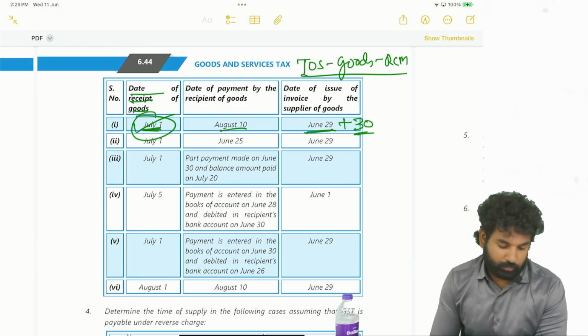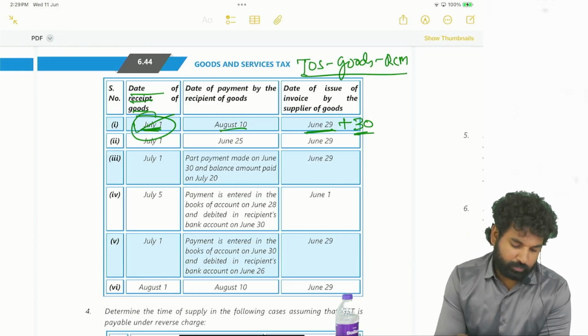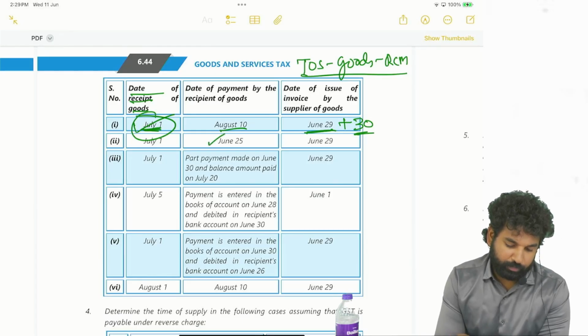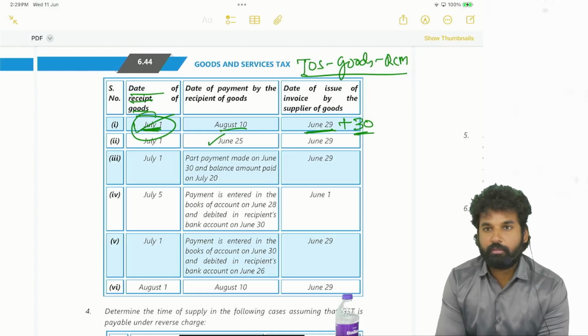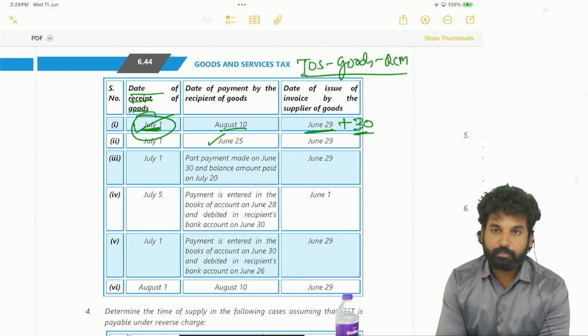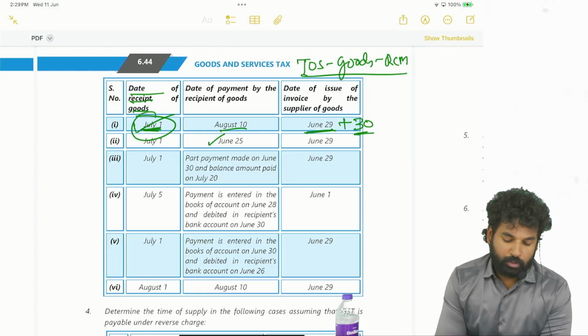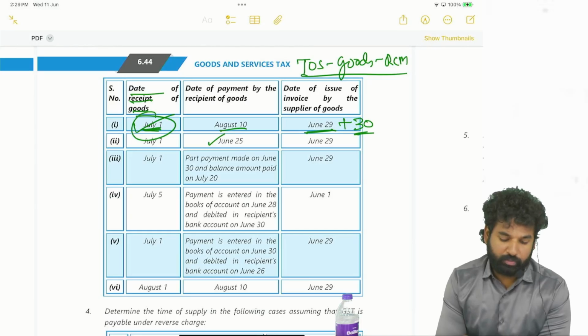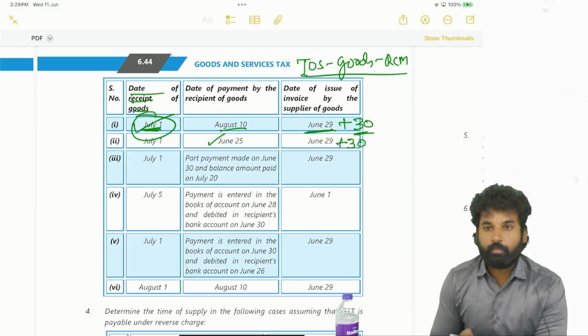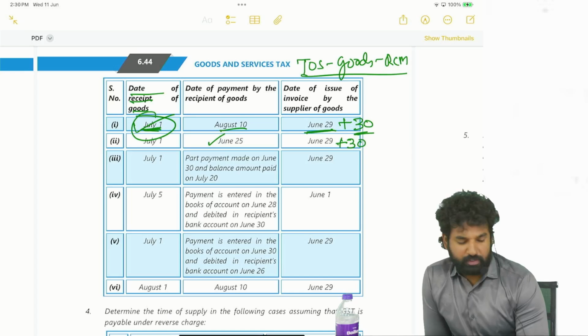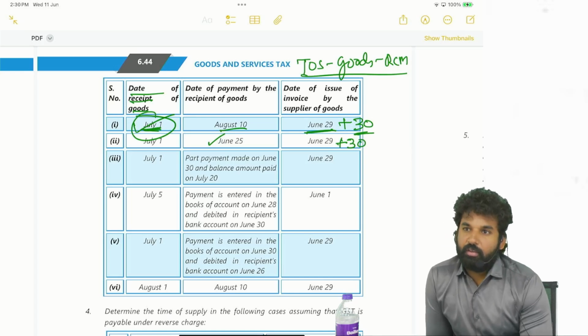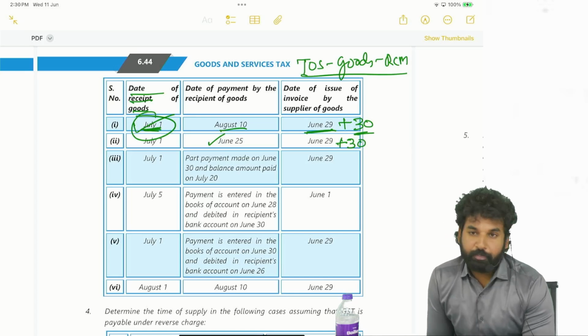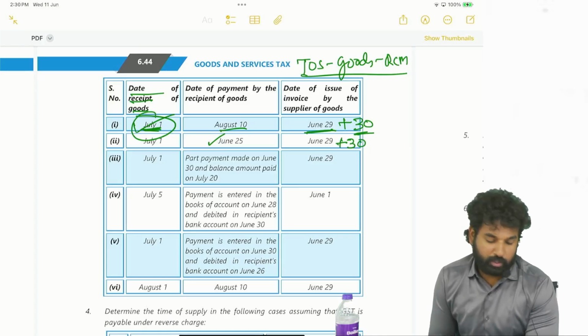Next, July 1 receipt of goods. Date of payment June 25. Date of issue of the invoice by the supplier of the goods June 29. Which is earlier? July 1, June 25, or June 29 plus 30? Correct? Which is earlier? June 25, the date of payment.